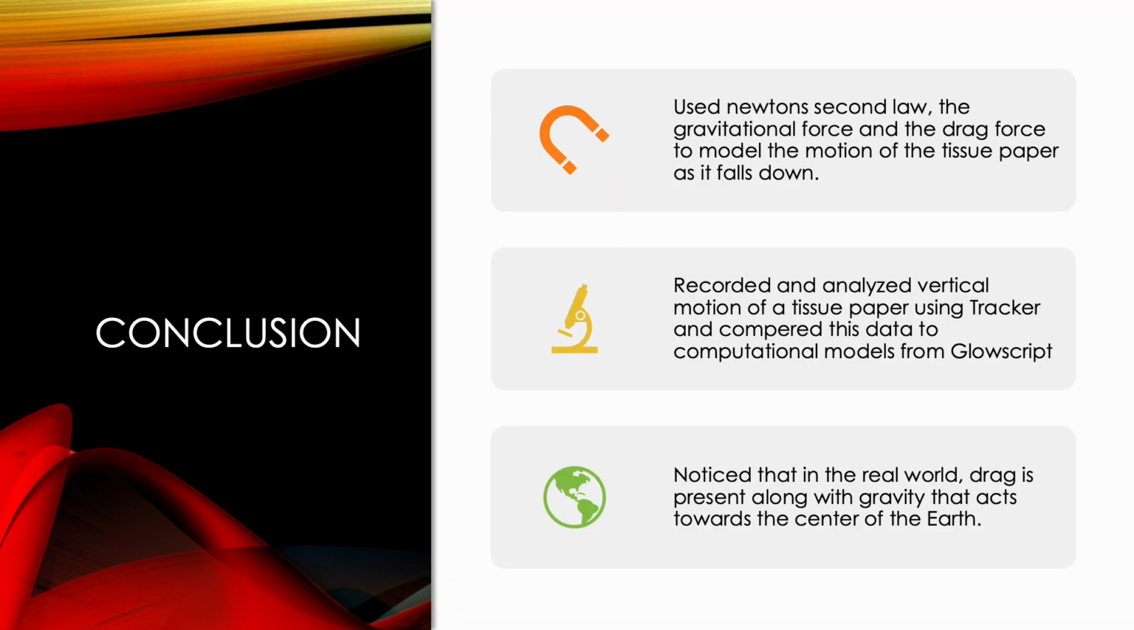We used Newton's second law, the gravitational force, and the drag force to model the motion of the tissue paper as it falls down. We recorded and analyzed the vertical motion of a tissue paper using Tracker and compared this data to computational models from GlowScript. We also noticed that in the real world, drag is present along with gravity that acts towards the center of the Earth.